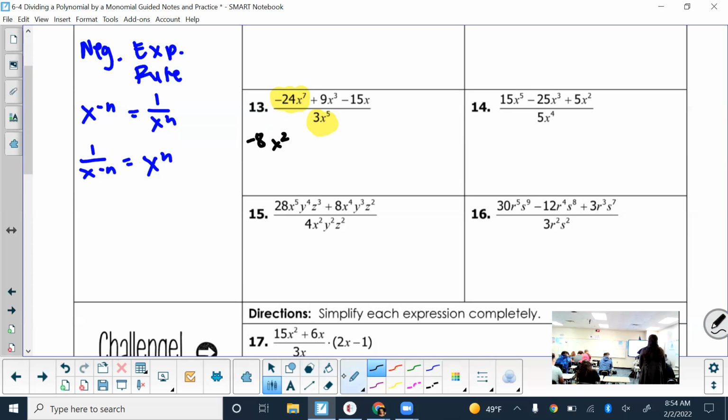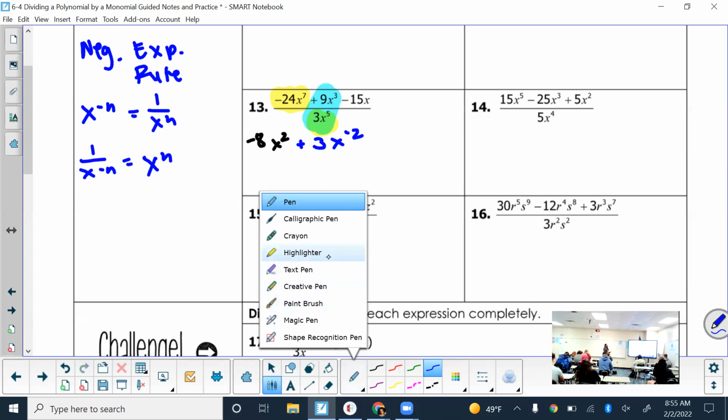Good. Next term, I have 9x cubed over 3x to the 5th. What's 9 divided by 3? And it's positive, so put plus 3. And then x cubed over x to the 5th. What does that give me? X to the negative 2. Now, don't move negative exponents until the very end. But no matter how ugly it may be, it's always the top exponent minus the bottom. So 3 minus 5 gives me negative 2. Questions about that?